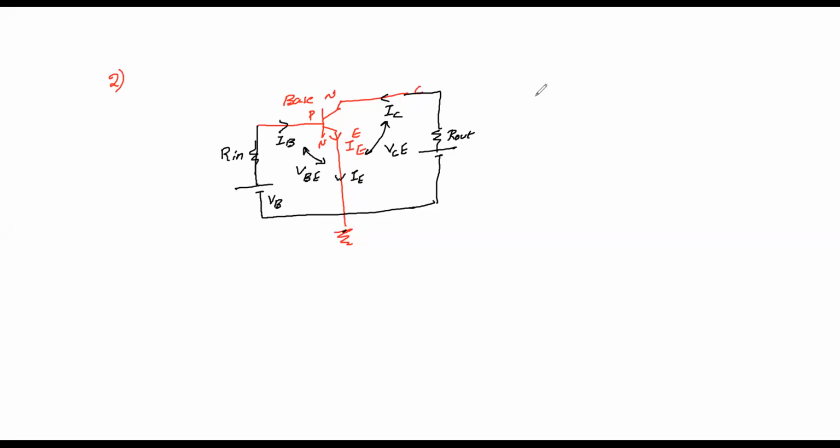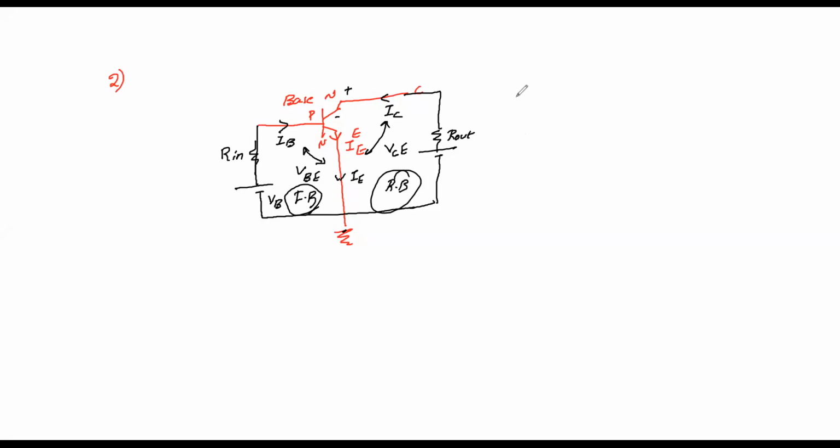When we look at the relations, as usual, base emitter P to N flow will be forward bias. This portion will be forward bias, where N will be positive and P will be negative, and the other junction will be reverse bias. Everything is the same. Okay, so one side forward bias, one side reverse bias.